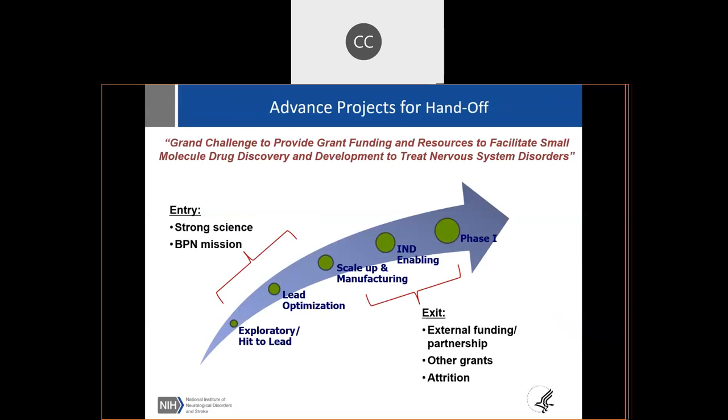We've already talked about having a strong entry within the mission, entering anywhere along the spectrum. The exit point can also be anywhere along the spectrum, right? We hope to exit to external funding partnerships, and we've had people exit as early as lead optimization and have the whole program bought by a pharma, as well as all the way at the end after phase 1 and taken further down the pipeline. We have a couple of projects that are entering phase 3 after they've left us now. So either going to exit to external funding, to another grant, and of course, if we don't make milestones, there's attrition in the program.